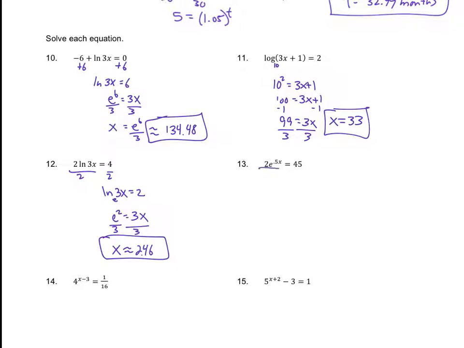Number 13, start off by dividing by 2. E to the 5x equals 22.5. Now we are starting in exponential form, so we're going to rewrite it in log form. So anything base e is natural log. Natural log of 22.5 equals 5x. We're going to divide by 5. So x equals natural log of 22.5 over 5, which approximately equals 6.23.